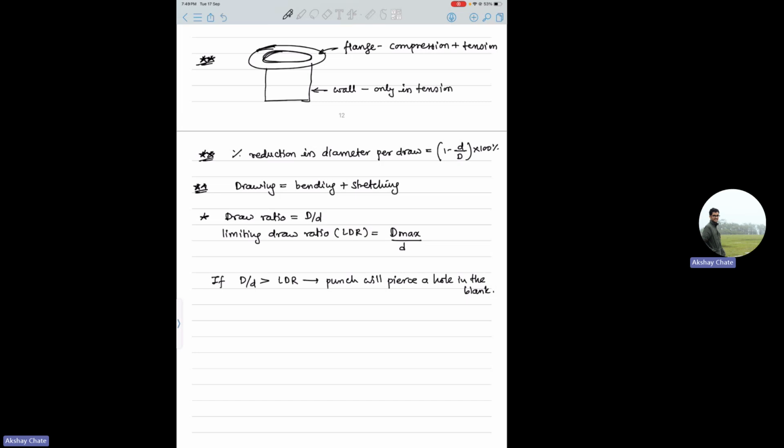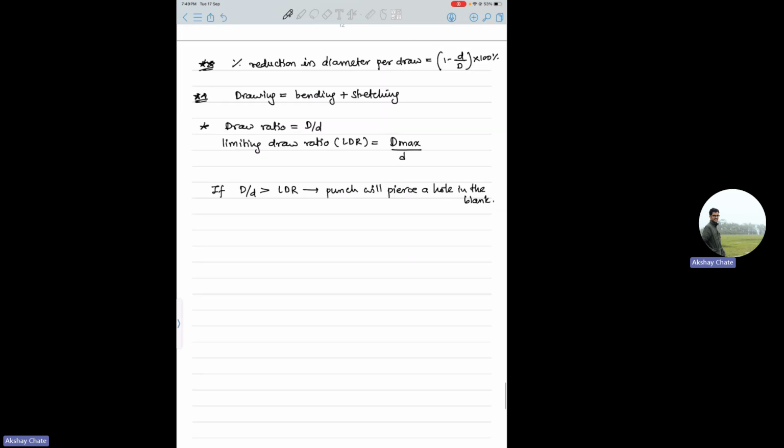So this is mostly about drawing as far as questions are concerned. Then the next operation is called bending, and bending, again, as we discussed earlier, is nothing but, again, compression plus tension, because one surface will get compressed and one will get stretched. That will happen during bending.